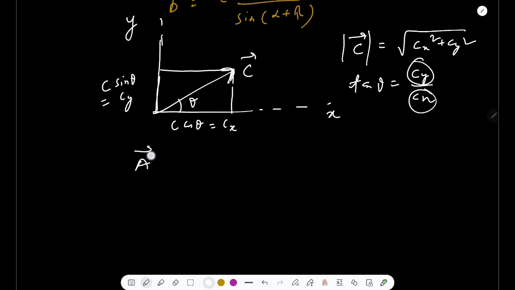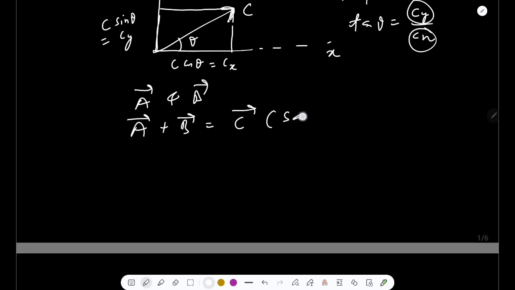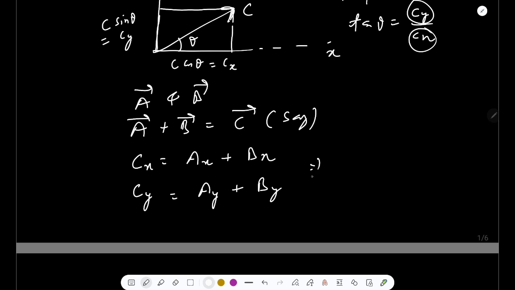Suppose we have two vectors A and B, and we are going to get vector A plus B or vector A minus B as simply vector C. For example, A plus B, I just call it vector C. Then to find the x component of vector C, you can add the x component of vector A and the x component of vector B. To find the y component of vector C, you can simply add the y component of vector A and the y component of vector B, and then you will have Cx and Cy, and you can find under root Cx square plus Cy square equal to the modulus of vector C.